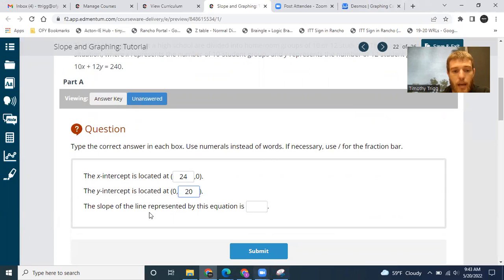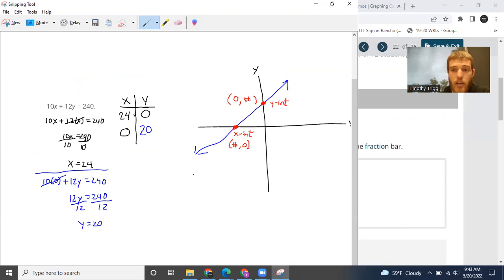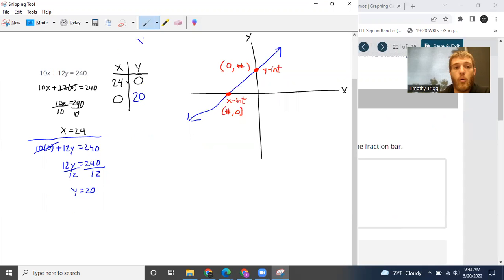Now, how do we find the slope of the line? Well, one thing we can do, and we're actually going to need this later, if we change our equation into the form y equals mx plus b, then we can find the slope easily. It's whatever the coefficient for x is. So let's go ahead and do that. So I'm going to have my 10x plus 12y equals 240, and I'm going to try to get it into the slope-intercept form, y equals mx plus b. Again, you're going to need to memorize this one. So let me go ahead and rewrite my equation.